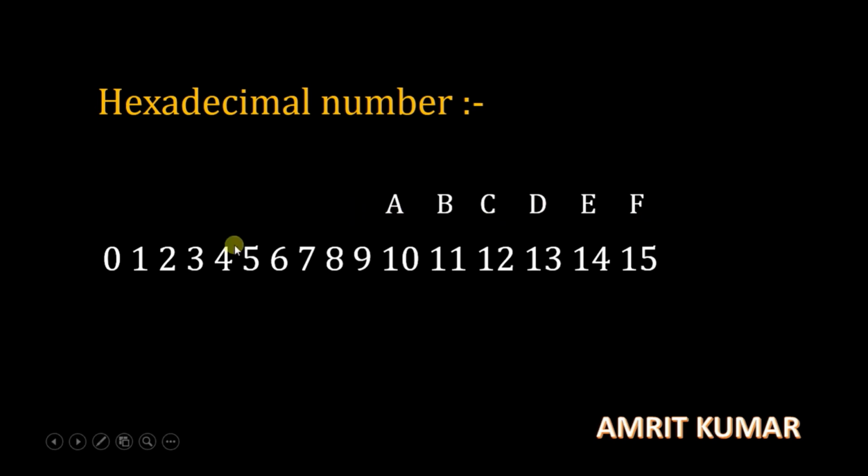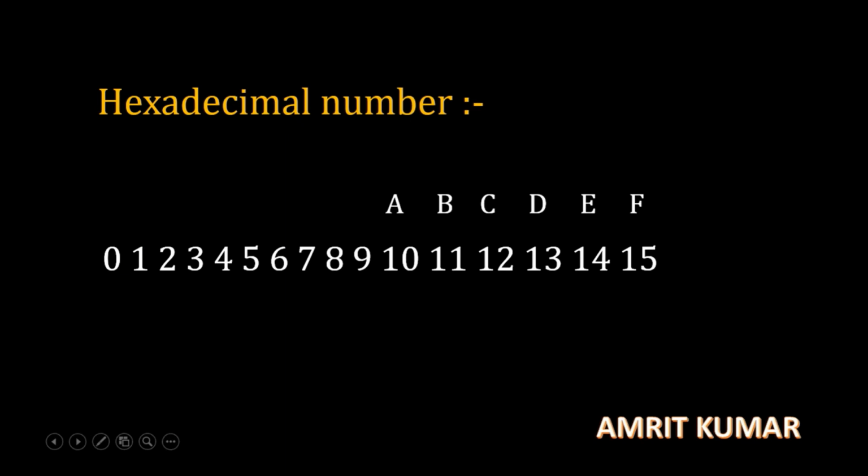So this is how you can represent the hexadecimal number, or you can say this is the range of the hexadecimal number. It contains the numbers 0 to 9 as well as capital A, capital B, capital C, capital D, capital E, and capital F. These are all used for the representation of a hexadecimal number.